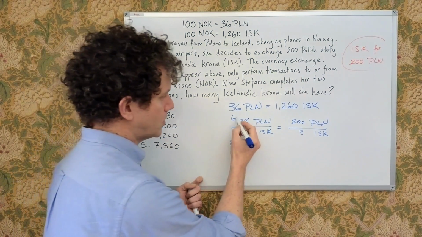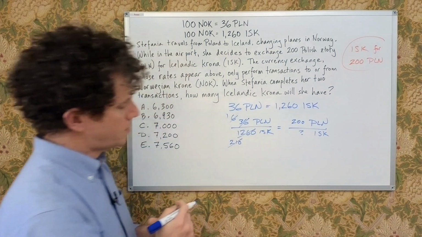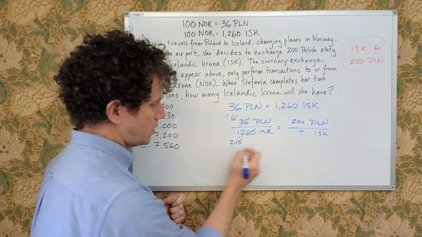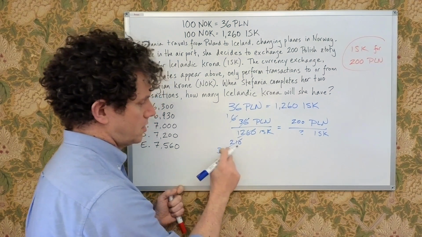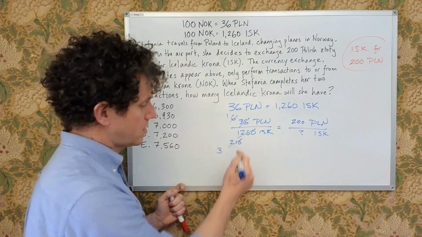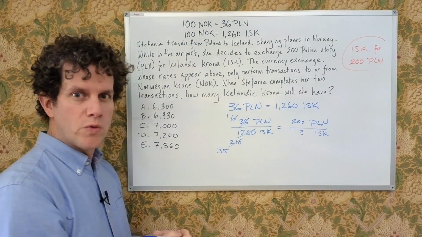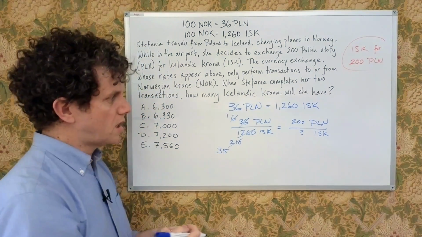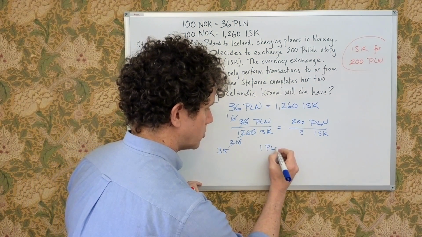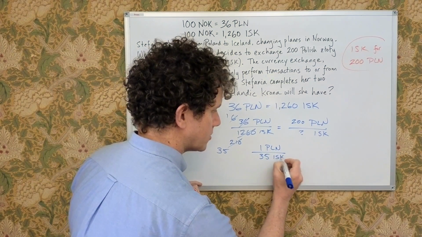Let me do that one more time. 6 out of 6 is 1. And how many times does 6 go into 210? Well, 6 into 21 would be 3. That's going to be 180. 30 left over. That's 35. So the real ratio, the real rate of exchange, is that every 1 Polish zloty gets you 35 Icelandic krona.